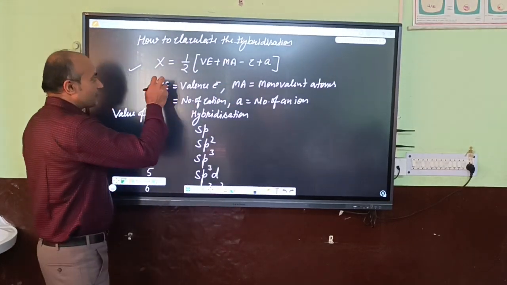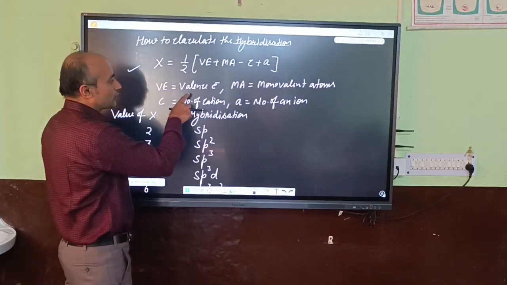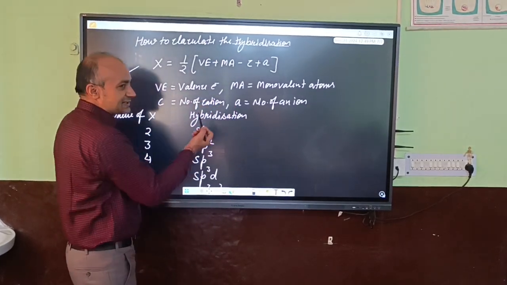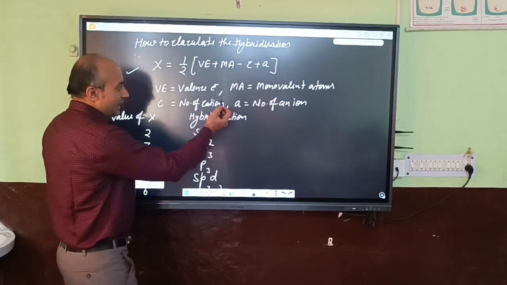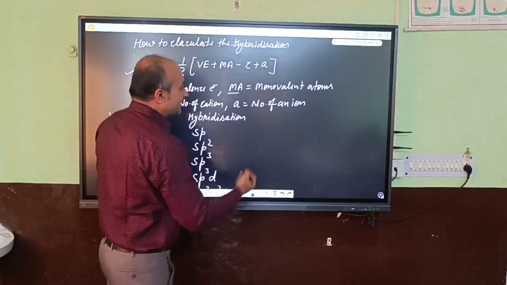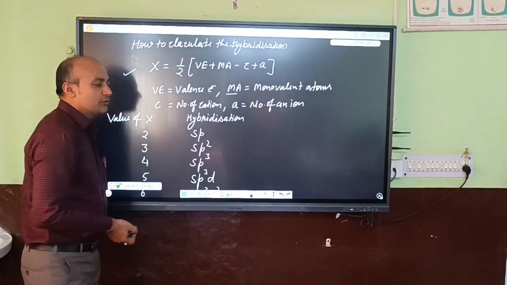In this formula we find the value of X, where Va stands for valence electron. Valence electron means the total number of electrons present in the valence shell, Ma is the number of monovalent atoms, C is the number of cations and A is the number of anions.